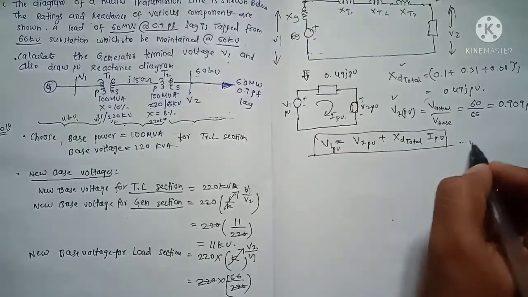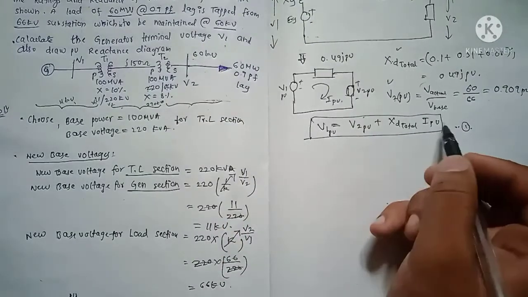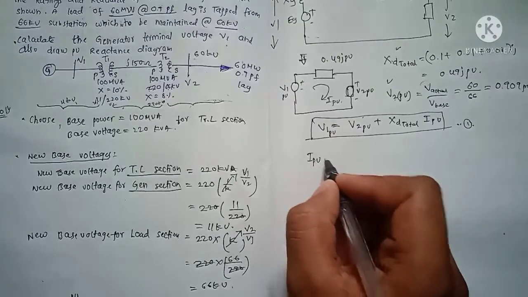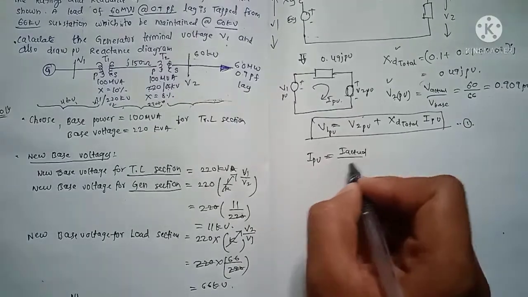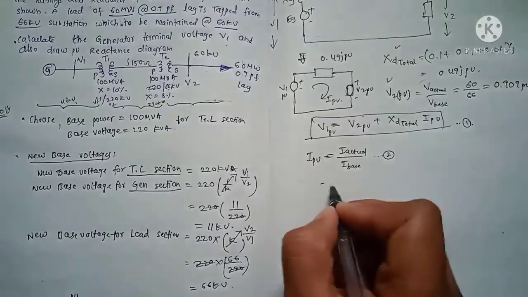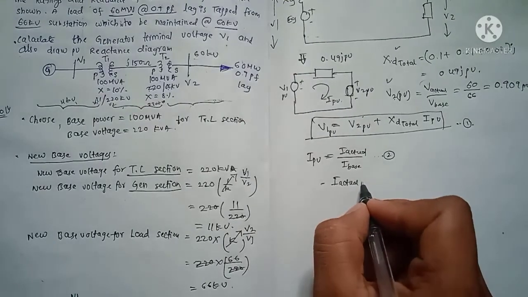Let it be equation 1. Now we have V2 pu and Xd total, and we need to calculate I pu. Since I pu is equal to I actual by I base, let it be equation 2. Let us find out I actual.